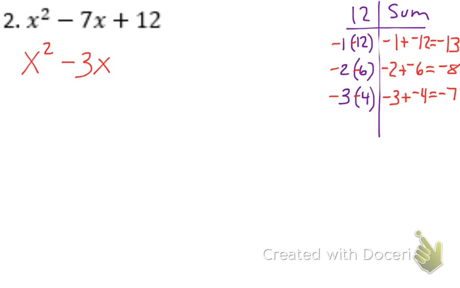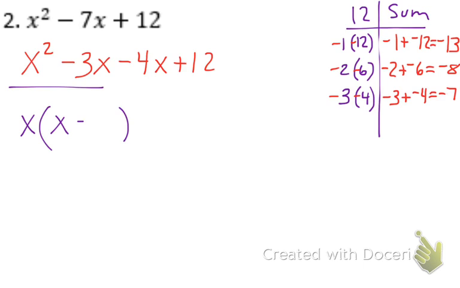Split the middle term into negative 3x plus negative 4x. Factor by grouping. Greatest common factor of the first two terms is x. Divide them by x. x squared divided by x is x. Negative 3x divided by x is negative 3. Greatest common factor of the last two terms is 4. Now be careful here. If I divide out by positive 4, I'm left with negative x minus 3.